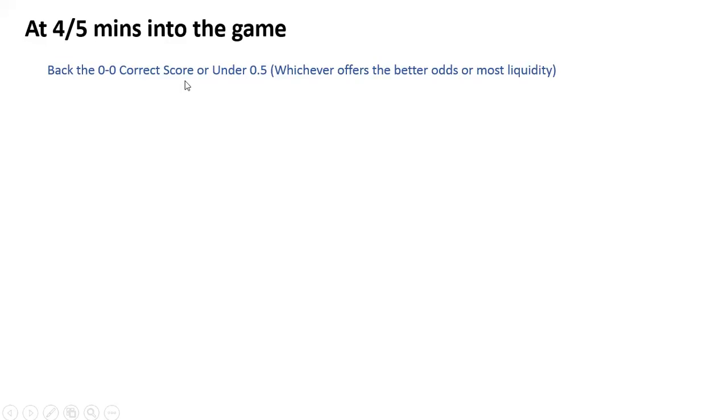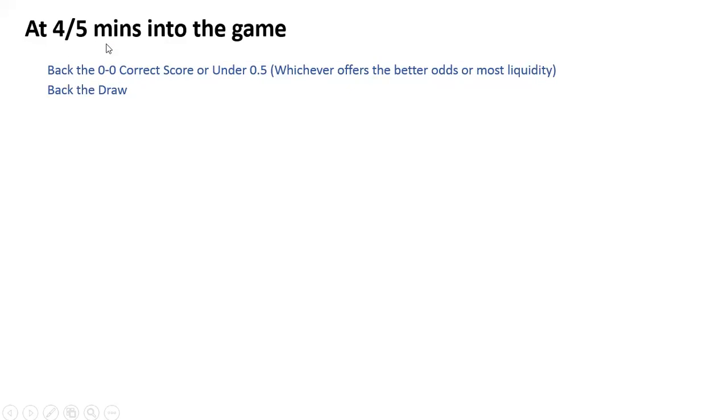I look to back 0-0 in the correct score, or the under 0.5 market, whichever offers the better odds or the most liquidity. As I've said already, for some of the leagues that Selections has generated for, the in-play liquidity isn't as high as it needs to be for you to be able to get matched. The market is gappy, so it doesn't always guarantee you a match on those games. What I would say is, if you put your price in or try to get matched and it doesn't, and then the odds start tumbling, don't end up chasing and just write that game off.